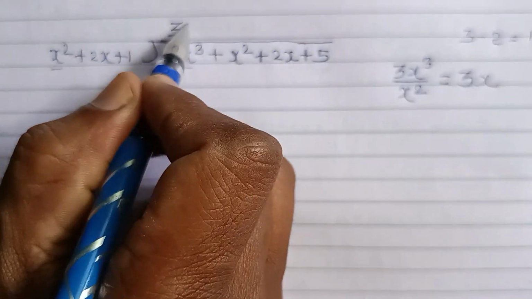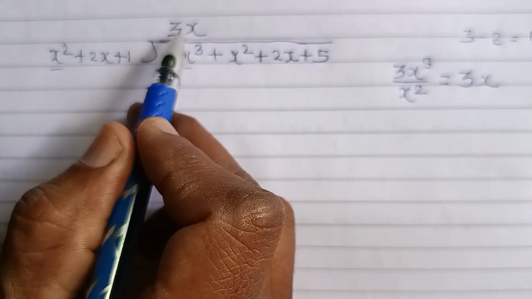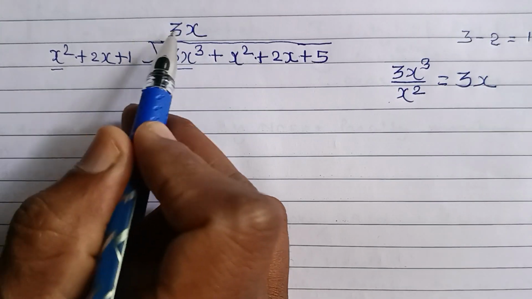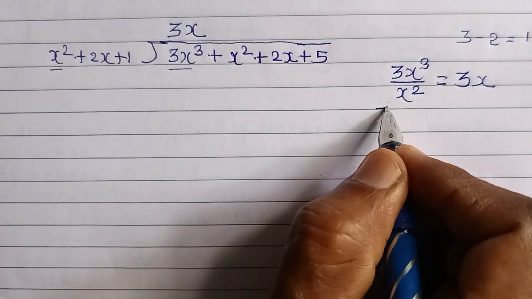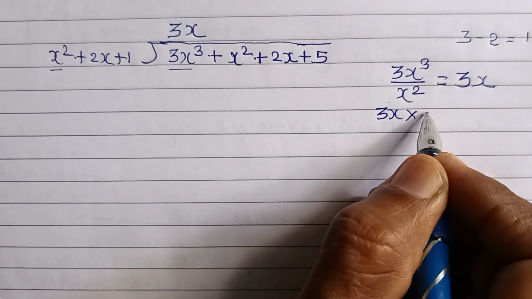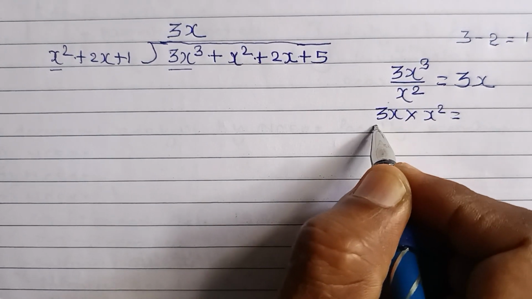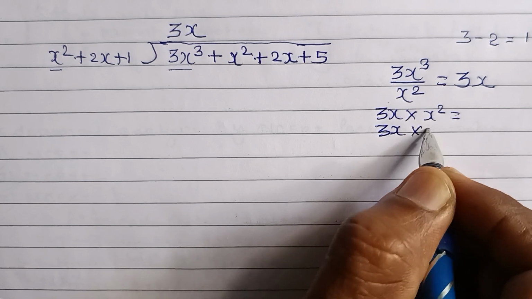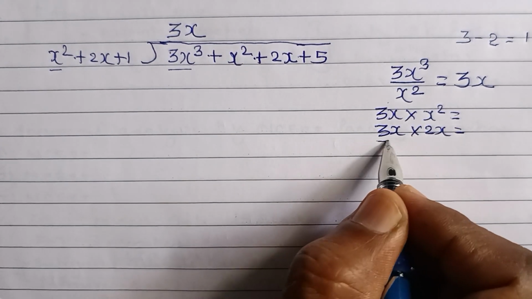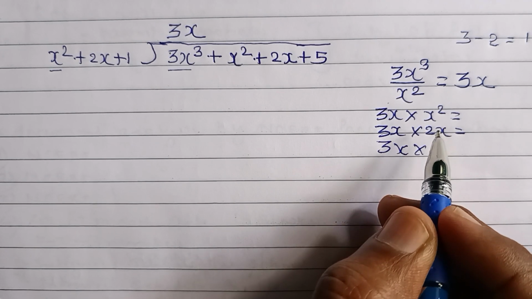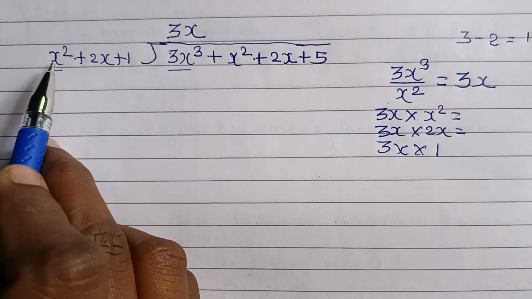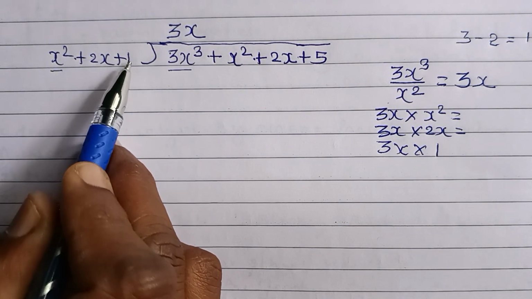So 3x. Now you have to multiply this. 3x multiplied by x squared, 3x multiplied by 2x, and 3x multiplied by 1. Let me write here 3x multiplied by x squared, 3x multiplied by 2x, and 3x multiplied by 1. So you have to multiply 3 times because here 3 terms are there: x squared, 2x, and 1.